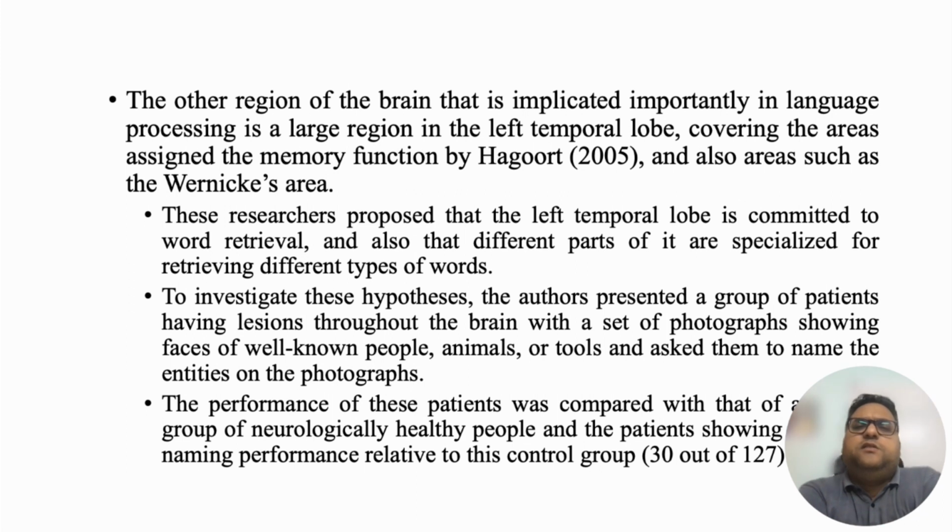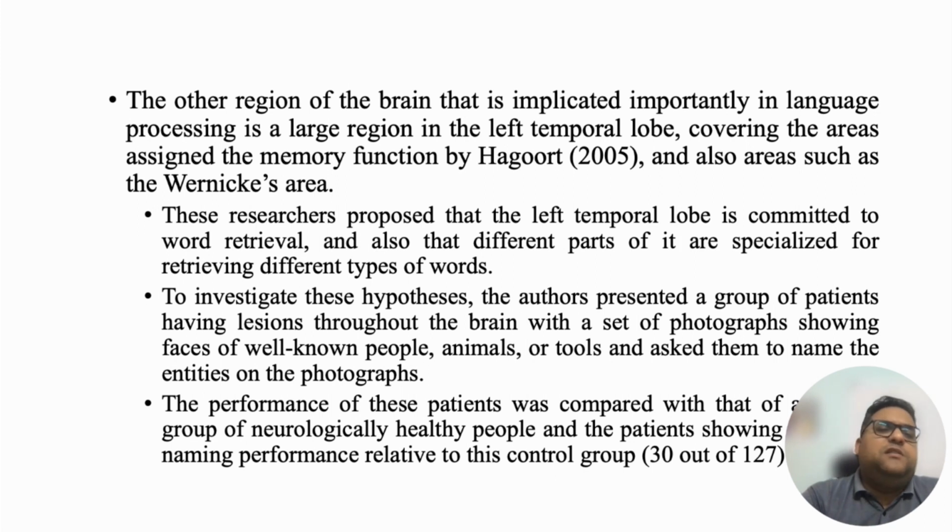Now, the other region of the brain that is supposed to be very, very important in language processing is a large region in the left temporal lobe that covers the areas assigned a memory function by Hagoort, and also areas such as Wernicke's area, which was traditionally assigned to comprehension. These researchers propose that the left temporal lobe is committed to word retrieval, and that different parts of this temporal lobe are specialized for retrieving different types of words. It probably has some bearing on the organization of concepts in memory as well.